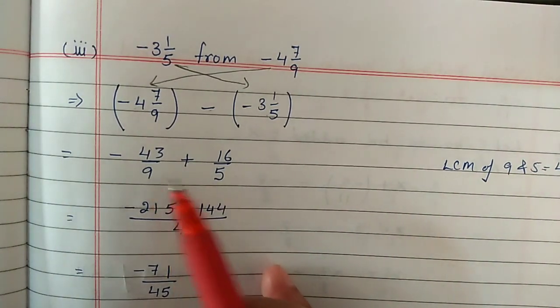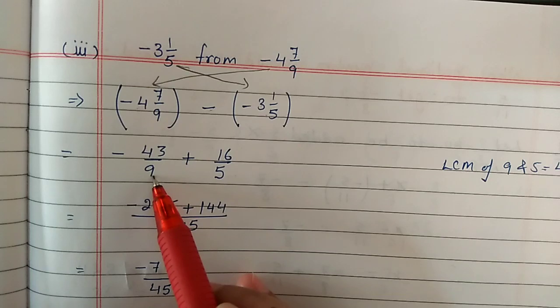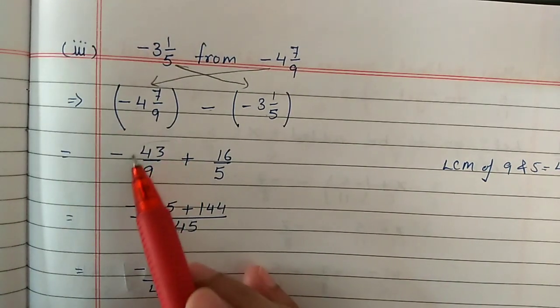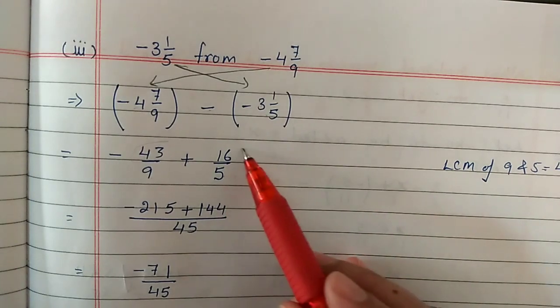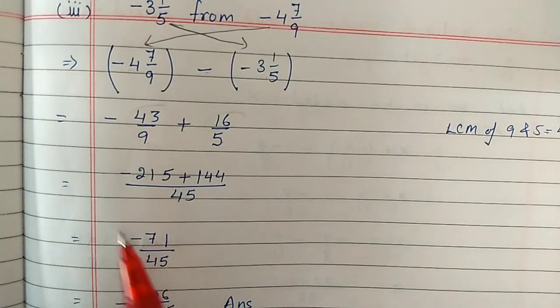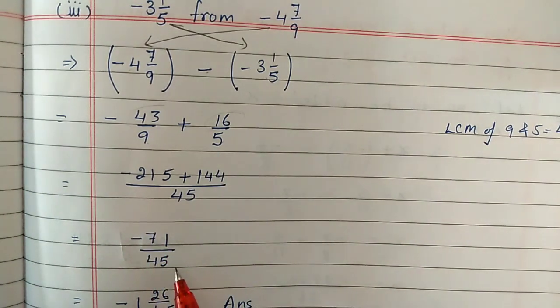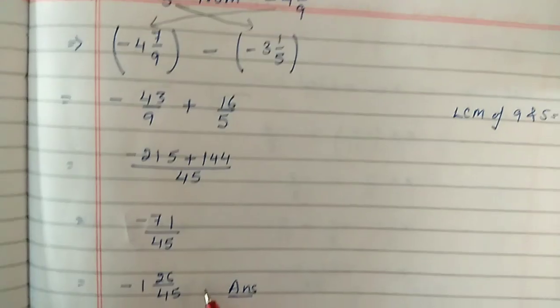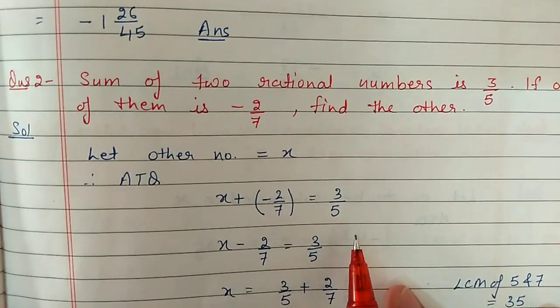Then take the LCM of 9 and 5, 45. 9 table 45 is coming 5 times. Multiply it with the numerator. 5 table 45 is coming 9 times. Multiply it with the numerator. After this minus 215 plus 144, that is equal to minus 71 by 45. Convert into mixed fraction.